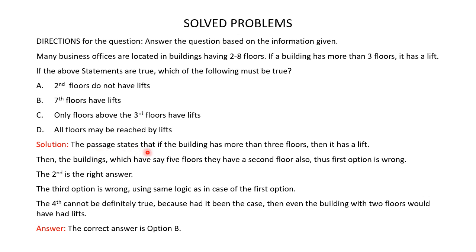So here the passage states that if the building has more than 3 floors, then it has a lift. Now look at option A, which says second floors do not have lifts. But the buildings which have say 5 floors, they have second floor also. So clearly in such buildings, the second floor has a lift. So option A, which says second floors do not have lifts, is not true.